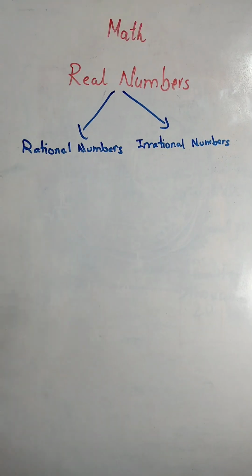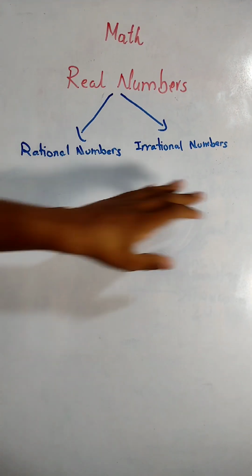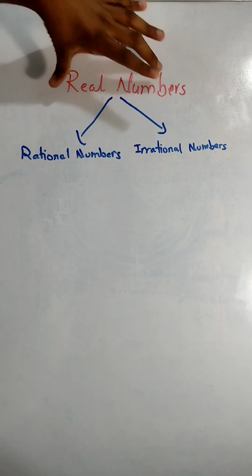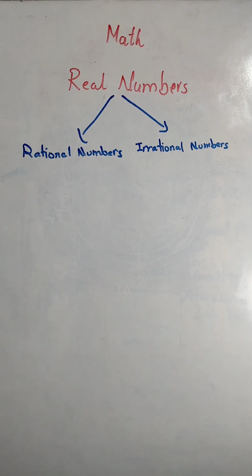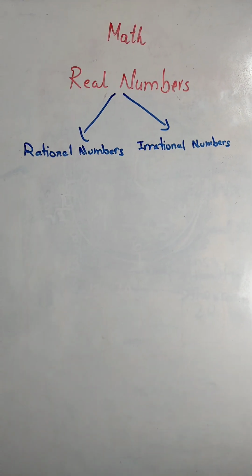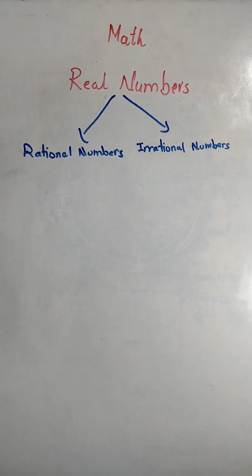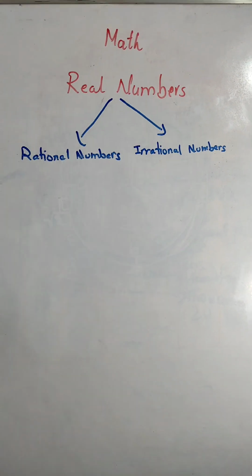So of course, rational numbers, when they're combined with irrational numbers, form the real numbers. Now of course, real numbers do expand to even more complex topics, but for this time, let's just stay under the real numbers chapter.